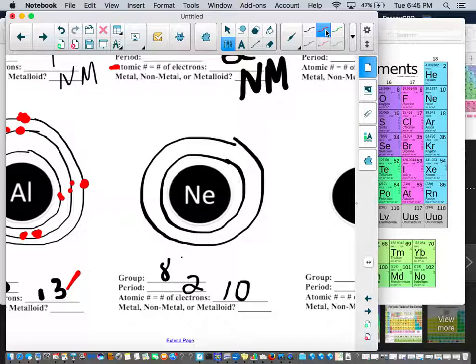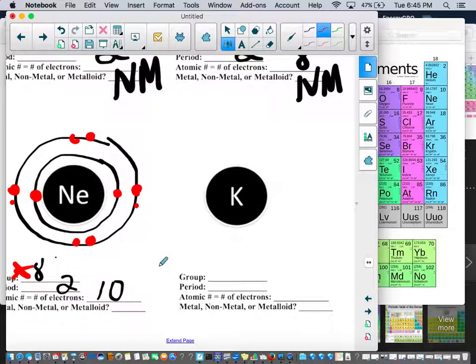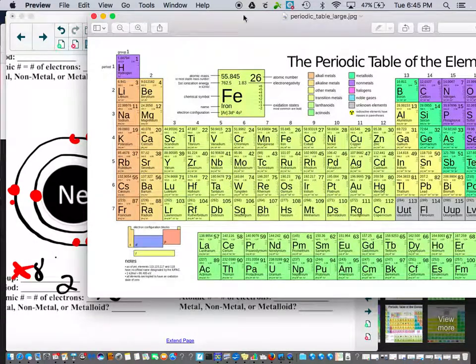Okay, electrons. We have 10 total. 2 on the first, 1, 2. Then to the second, 3, 4, 5, 6, 7, 8, 9, 10. Remember we're only allowed 2 on the first, 8 on the next. I don't need any more because I do have my 10 total now. I do have 8 on the outside shell, group number 8, so that matches up.